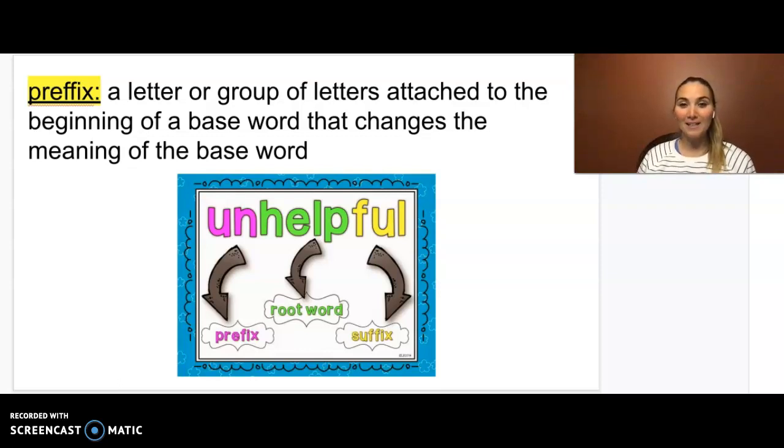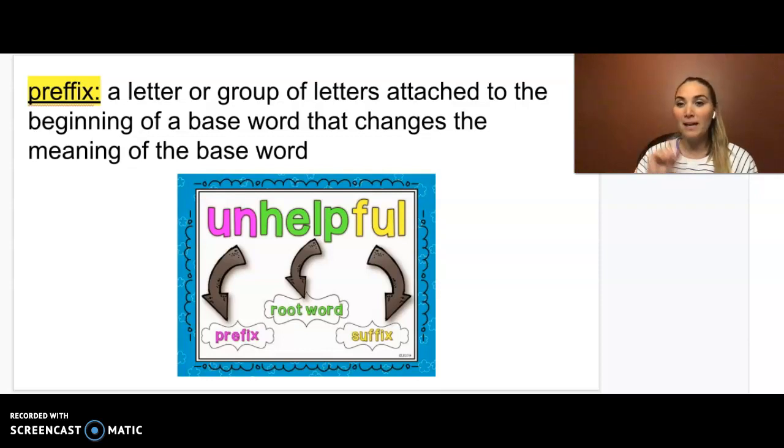Today we're going to jump right into our phonics and reading jobs by talking about a prefix. A prefix is a letter or group of letters attached to the beginning of a base word that changes the meaning of the base word. We've worked with these a little bit before, but today we are going to look at two new prefixes that we can add to the beginning of a base word so that it changes the meaning. And you're going to see exactly what I mean in just a minute.